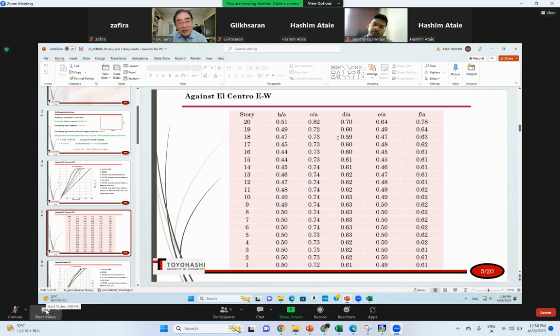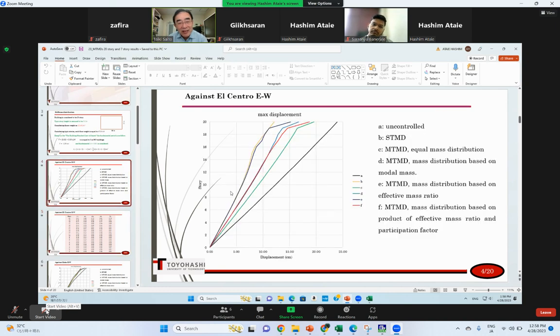You should show me the graph instead of numbers. So this is the result of no TMD, right? Yes. And which one is single TMD? This yellow line. The most good. And what is this color? This is the effective mass ratio.